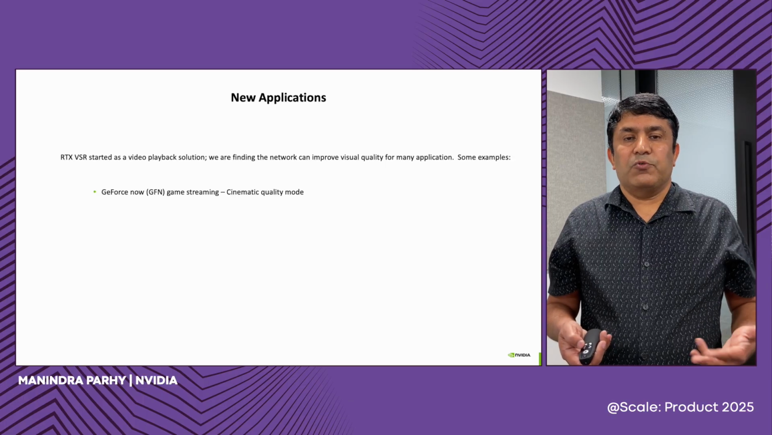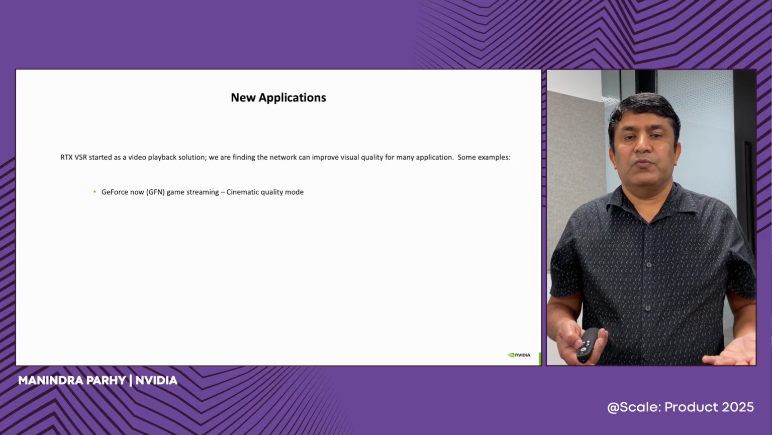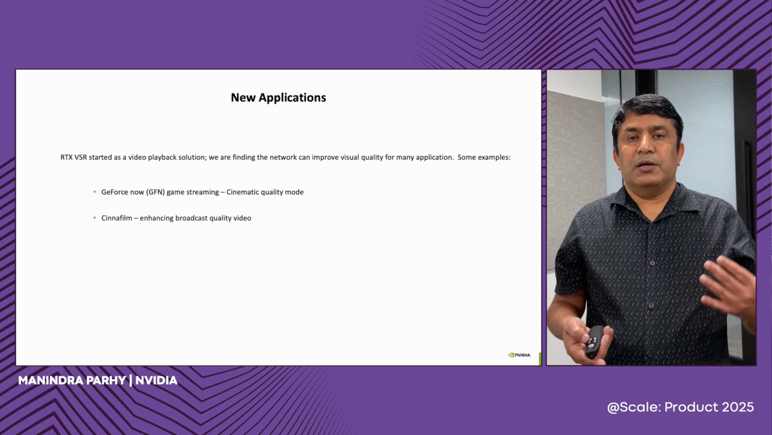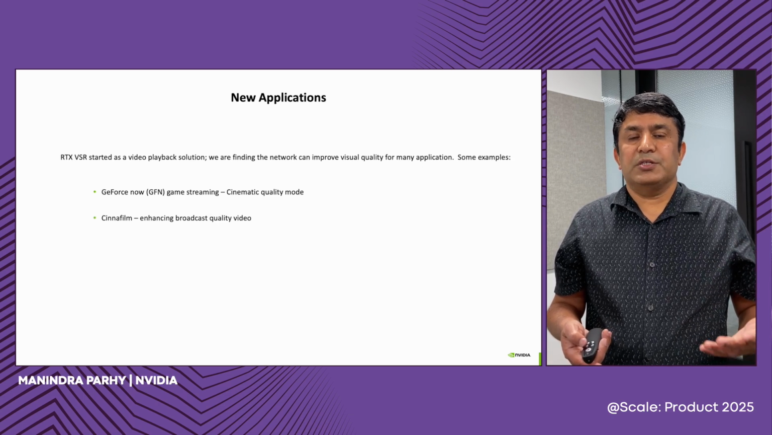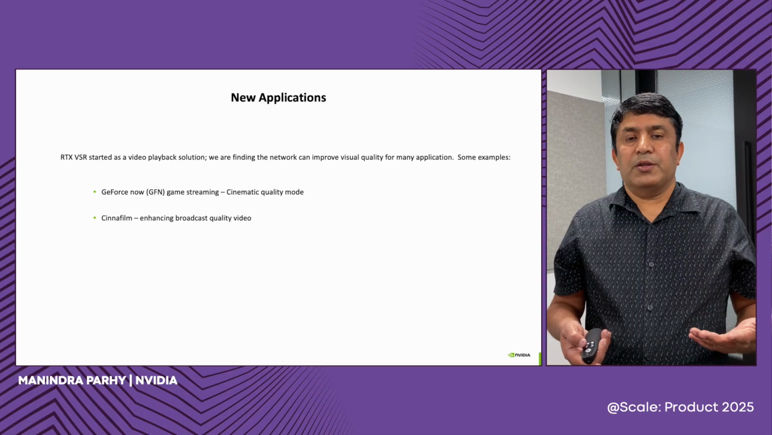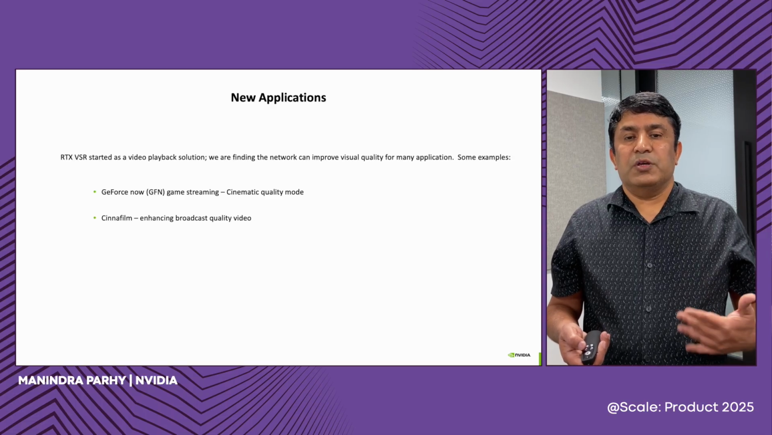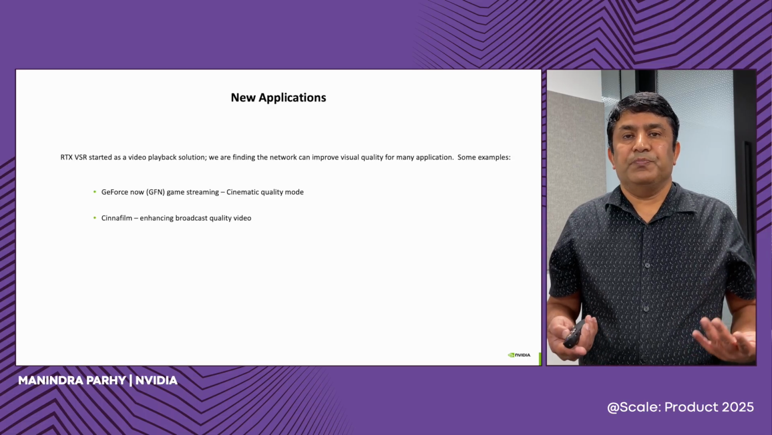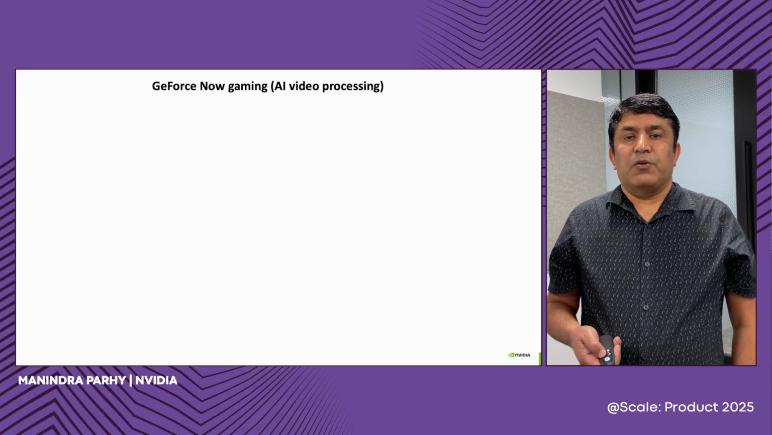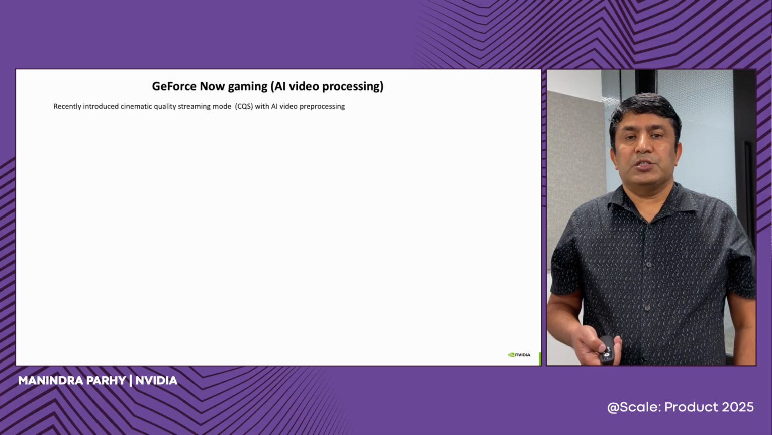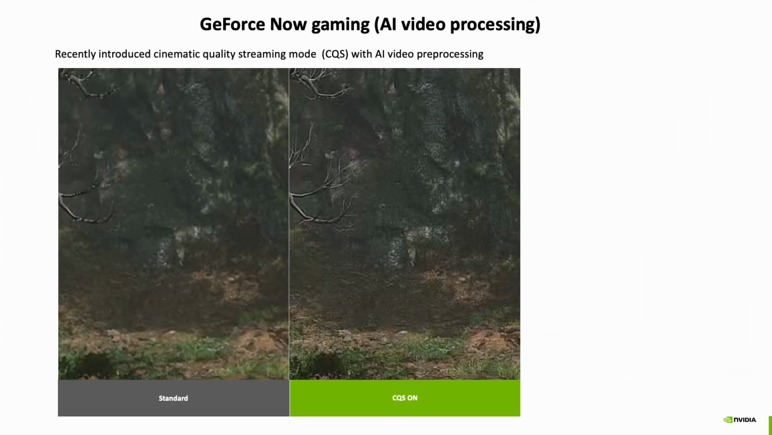So two of the examples I'm going to talk about are GeForce Now, which recently announced a cinematic quality mode, and a collaboration I will illustrate with Cinefilm, a global leader in image processing, to improve broadcast quality video. So for GeForce Now gaming, we introduced this cinematic quality streaming mode. Let me just show the picture. On the left is the standard encoding.